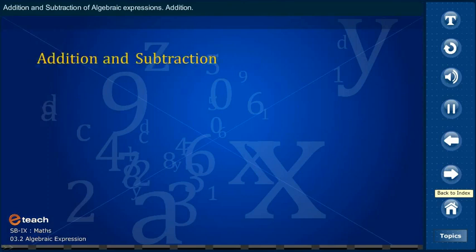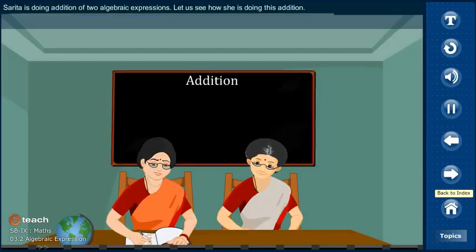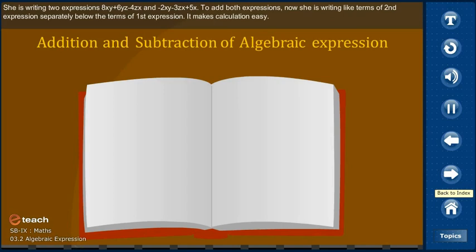Addition and subtraction of algebraic expressions. Addition. Sarita is doing addition of two algebraic expressions. Let us see how she is doing this addition. She is writing two expressions, 8xy plus 6yz minus 4zx and minus 2xy minus 3zx plus 5x.